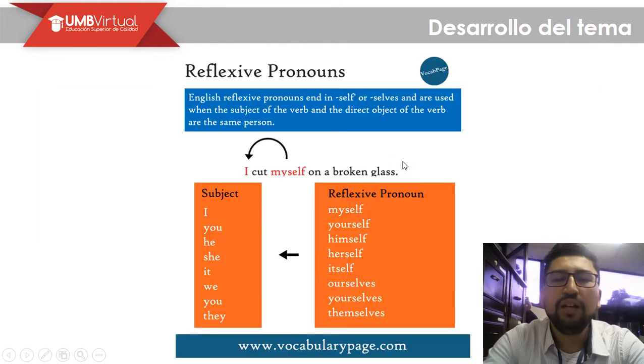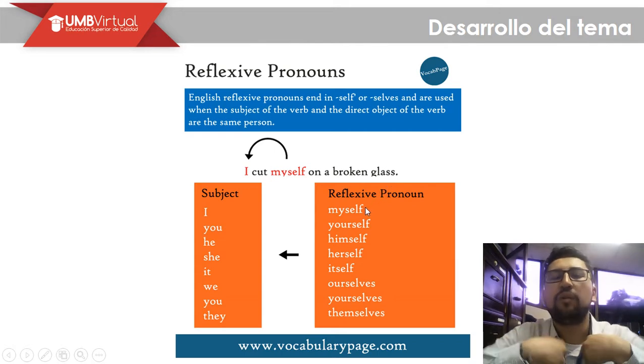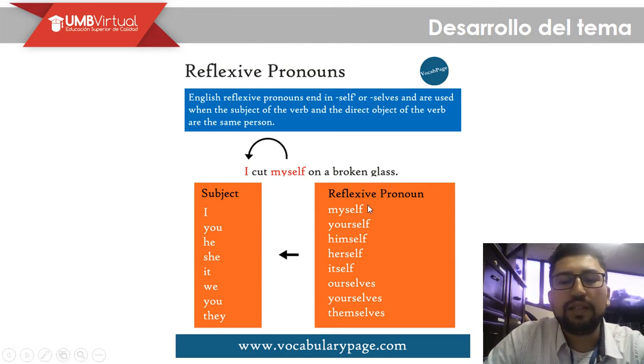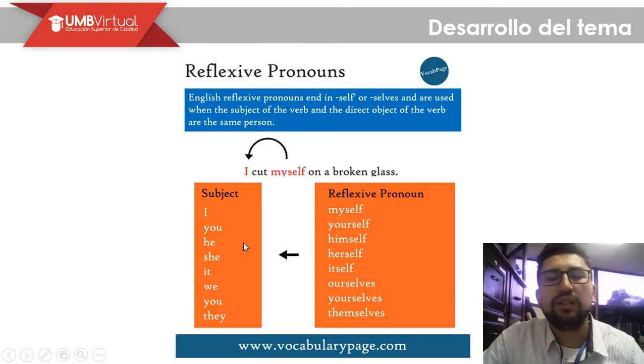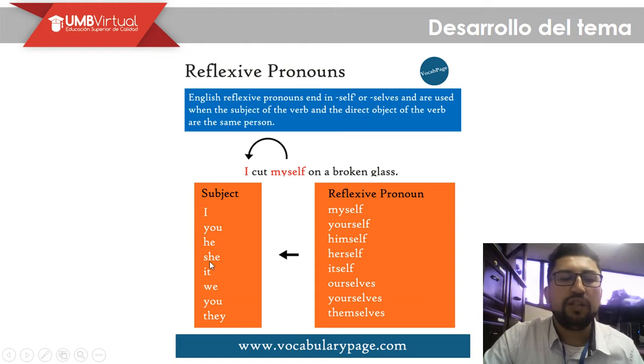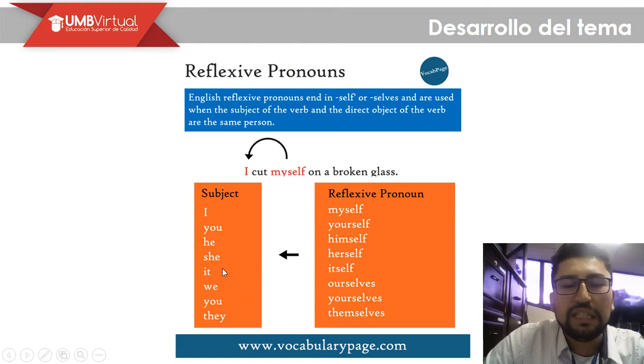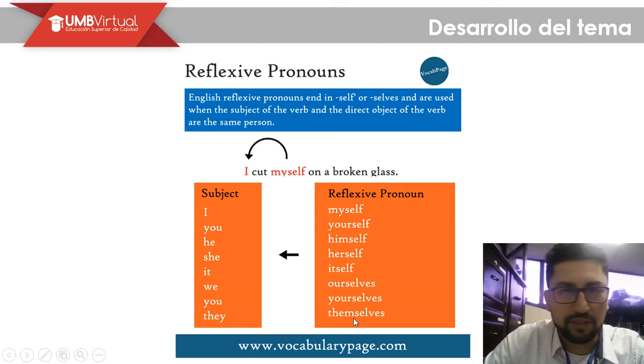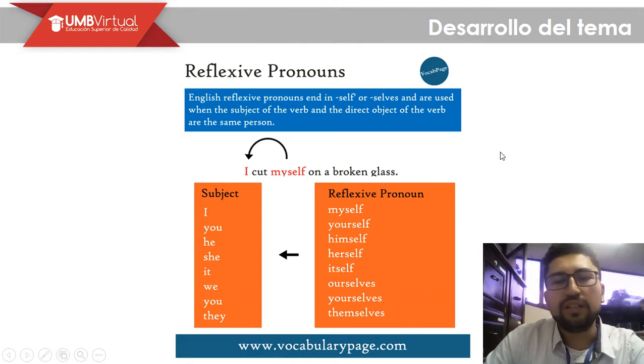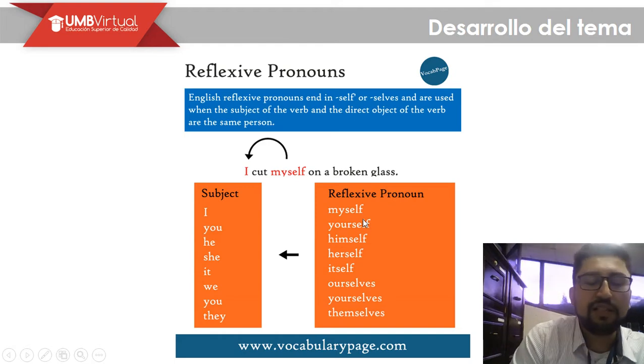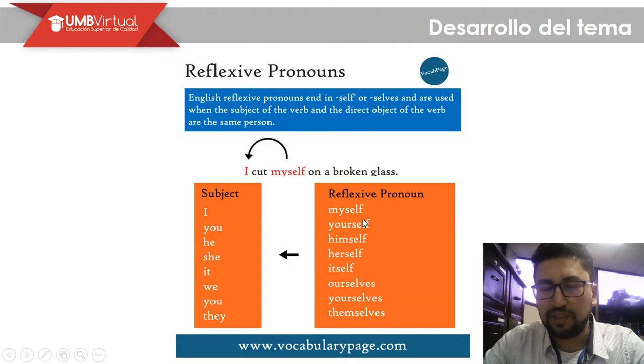Okay, a reflexive pronoun is what we use to refer to ourselves, right? So reflexive pronouns come from normal pronouns. I will be turned into myself. You, yourself. He, himself. She, sorry, herself. It, itself. We, ourselves. You, yourselves. They, themselves. Okay, so it is very easy. It's just putting the possessive adjective plus self, and that's it.